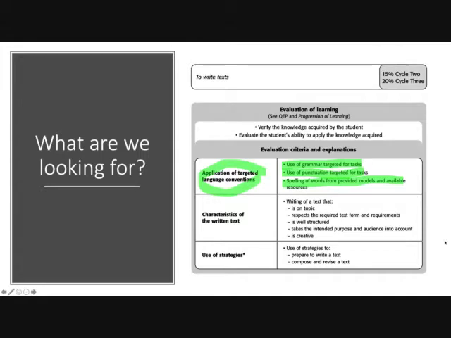Okay, we're also looking for the characteristics of a written text. So that means, is the text on topic? Does it respect the required text form? Does it look like a letter, for example, if you're writing a letter, or does it look like, I don't know, a short paragraph or a short story? Is it well structured? Is it taking into account the intended purpose and audience? So is this written for someone who's older than them, someone who's their age, someone who's younger? And is it creative? Now, it's a lot harder to evaluate that one, but we'll have a look and see how that can be done.